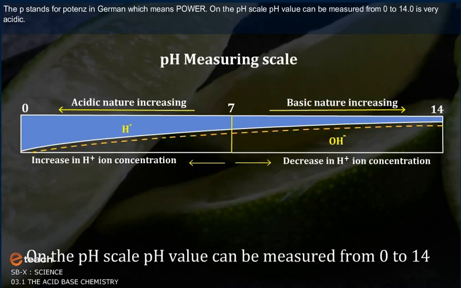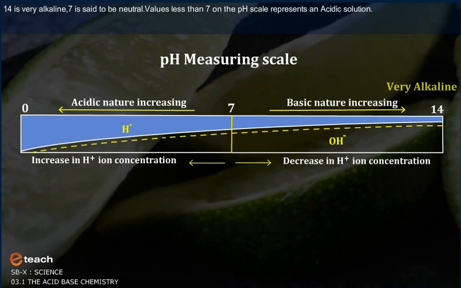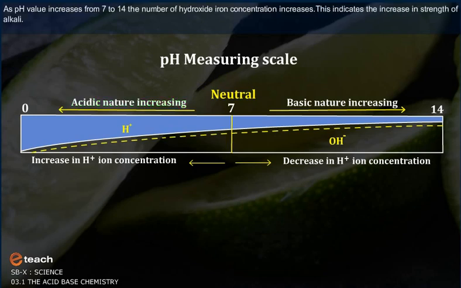0 is very acidic. 14 is very alkaline. 7 is said to be neutral. Values that are less than 7 on the pH scale represent an acidic solution. As pH value increases from 7 to 14, the hydroxide ion concentration increases. This indicates the increase in strength of alkali.